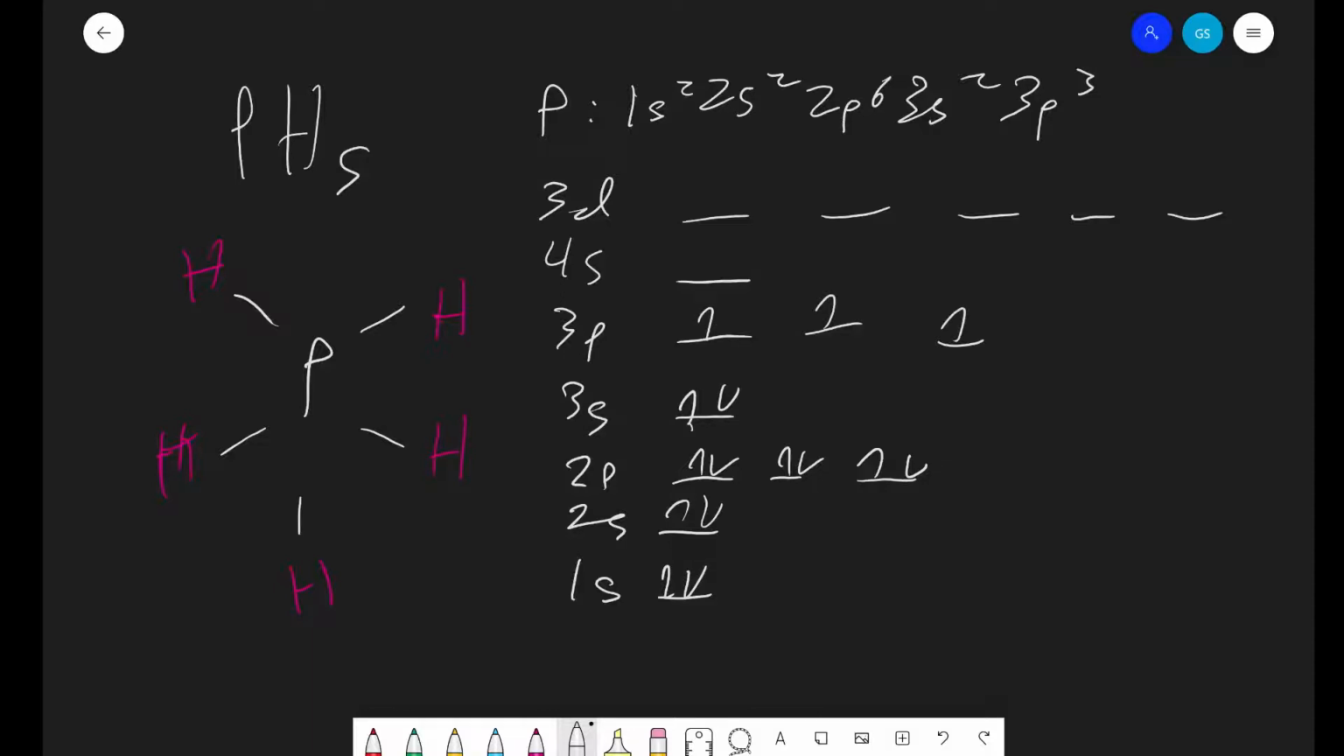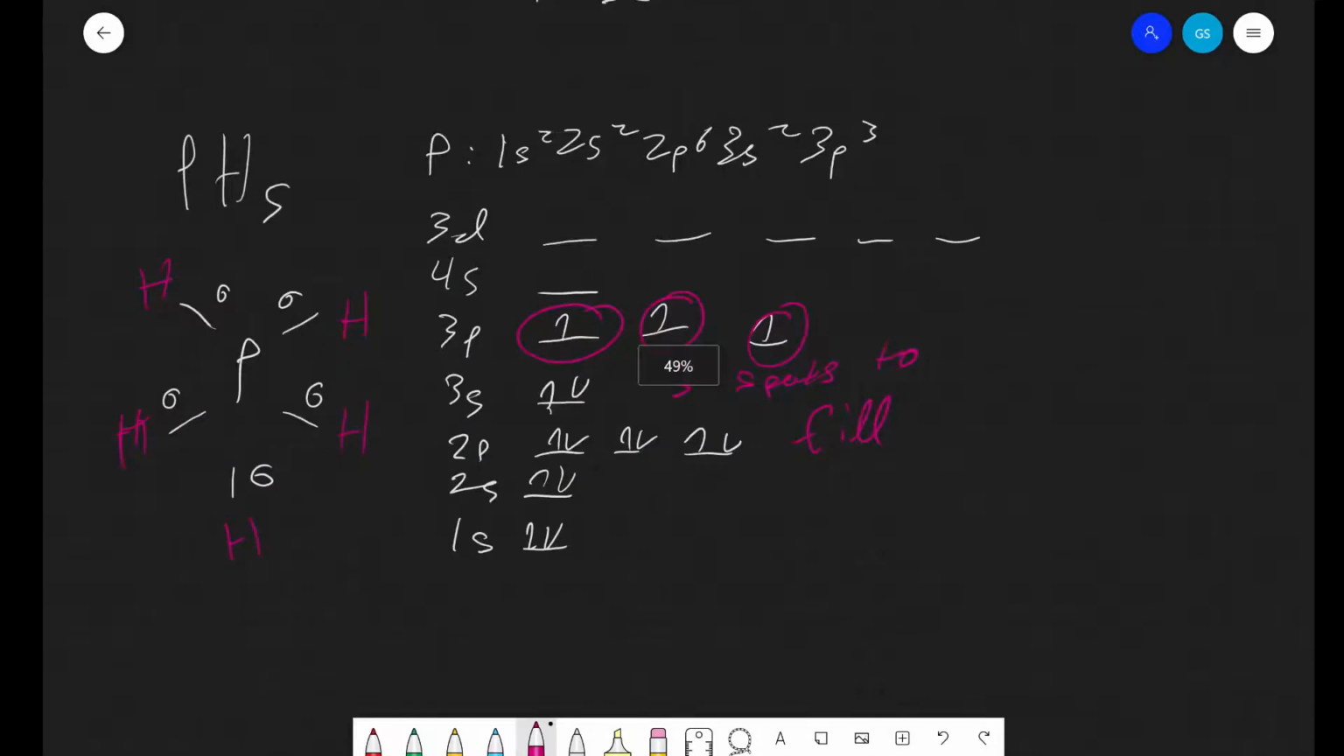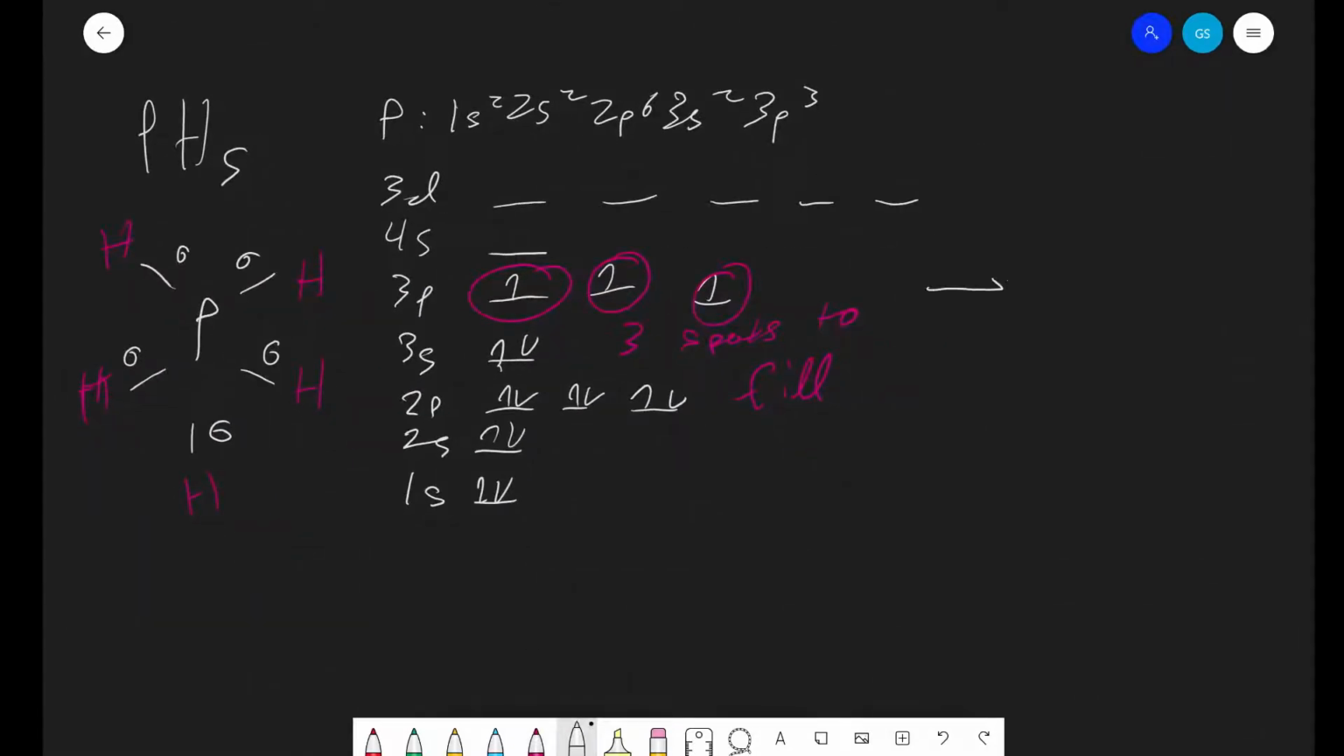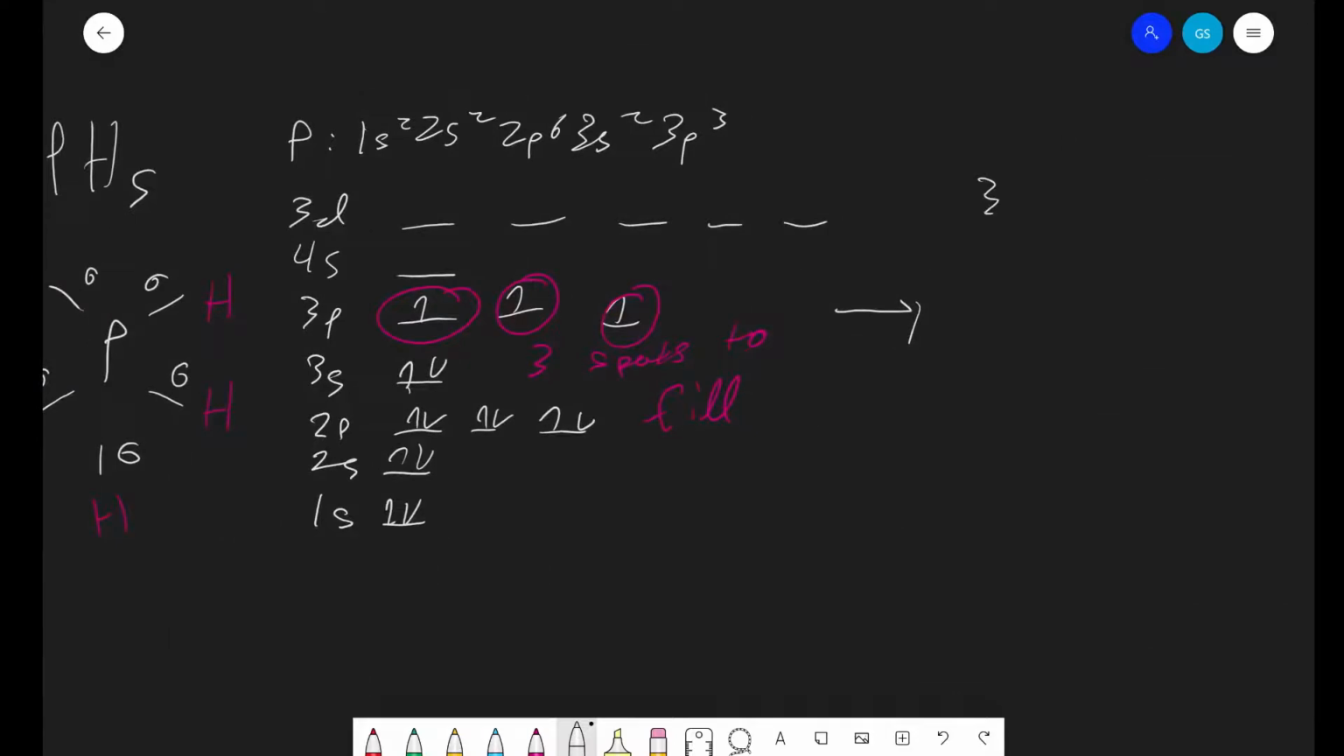So we have another situation where phosphorus in this compound is making 5 bonds. It's making 5 sigma bonds. Sigma, sigma, sigma, sigma, sigma. But it only has 3 vacancies, only 3 spots to fill. So the hybridization that we're going to do is going to look like this. 3d, 4s, 3p, 3s, 2p, 2s, 1s. Isn't it so much fun to just draw this over and over again?